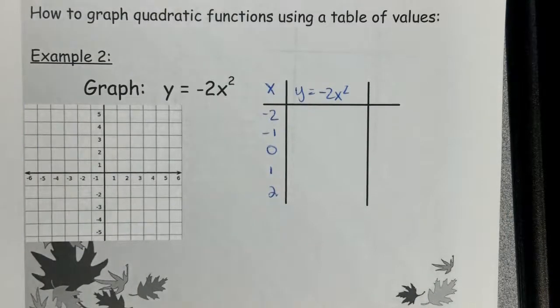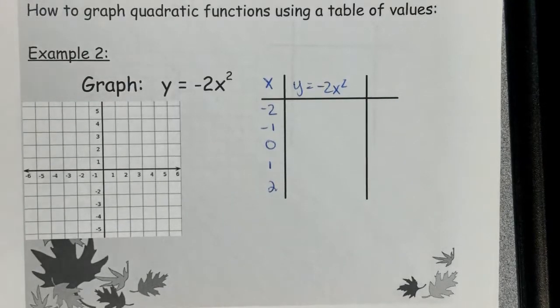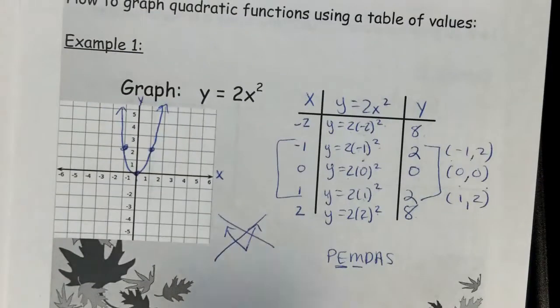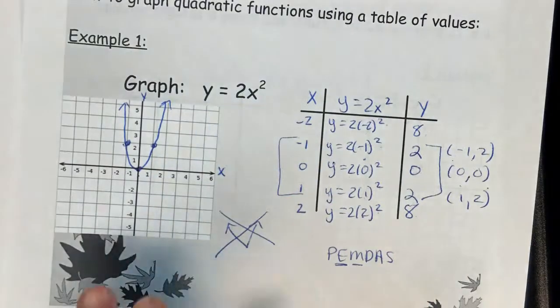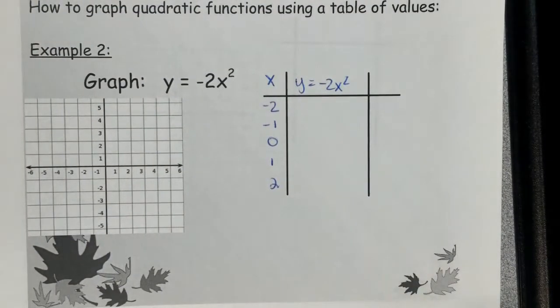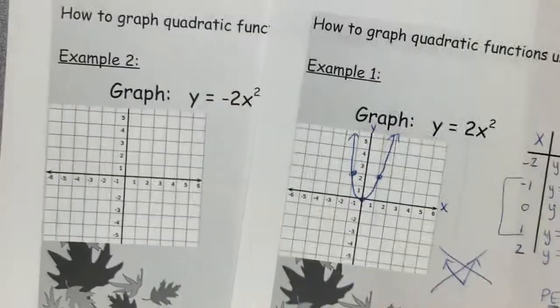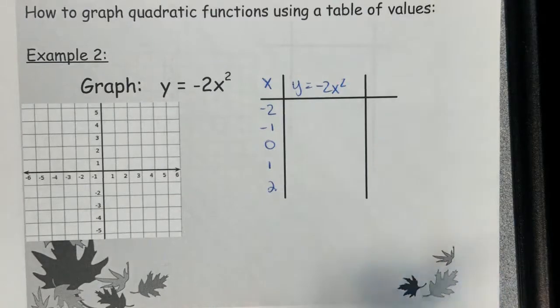Alright, so example 2, still graphing using a table of values. Notice on the previous example, a was positive, here a is negative, and we're going to talk about in a minute why we want to compare these and see what this does to the quadratic. So, I picked the same x values again.